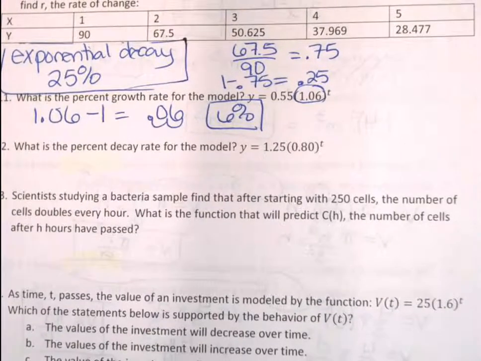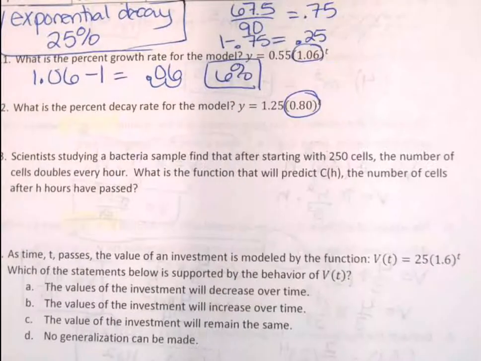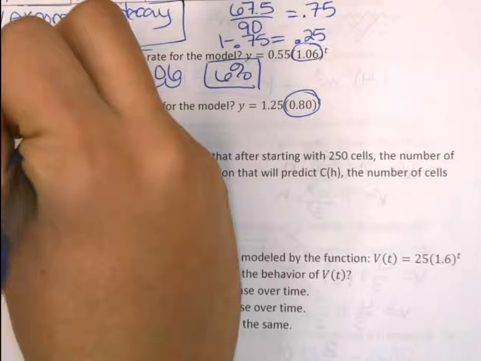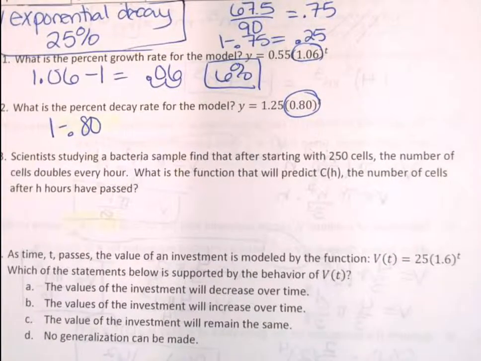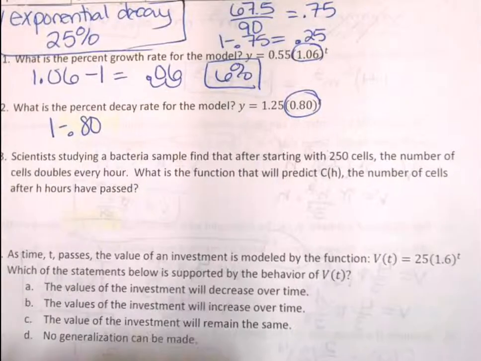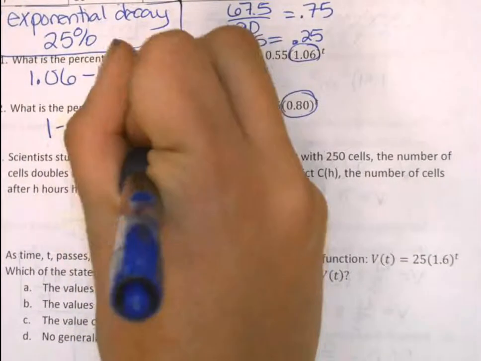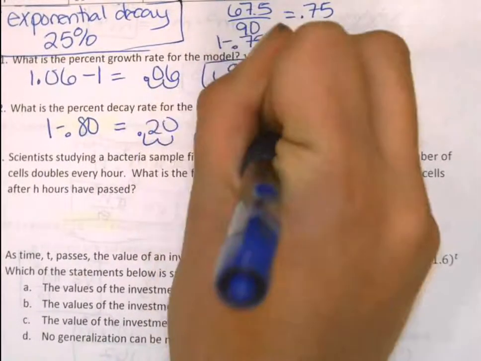On number 12, it tells me it's a decay, and I need to find the percent for this one. So my magic number here is 0.80. I'm going to do 1 minus 0.80, because our growth and decay always come from 1, because the 1 means 100%. If nothing changed, it would be exactly where it's at. 1 minus 0.80 gives me 0.20. Move the decimal over 2, turns into 20% decay.